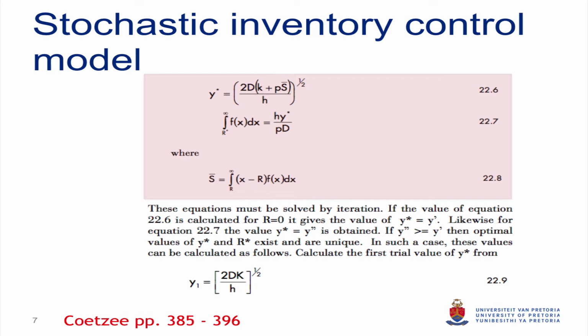If Y double accent is larger or equal to Y accent, then optimal values for Y star and R star exist and are unique. In such a case, these values can be calculated as follows. Calculate first the first trial value of Y star from 22.9, which is the simple EOQ formula.